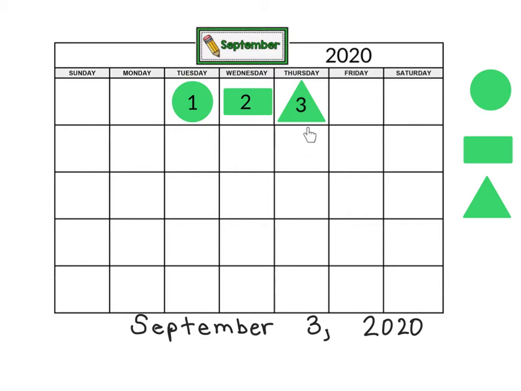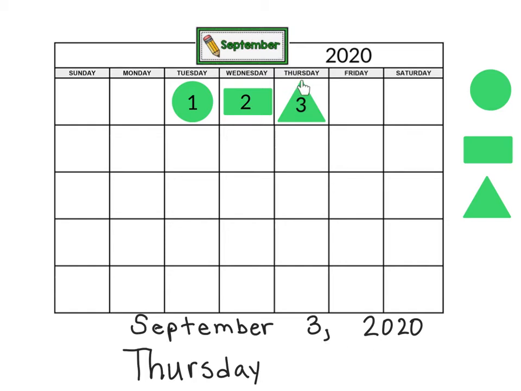All right, to find today's day of the week, we're going to go to today's date tag and go straight up. What's today's day of the week? It's Thursday. Good. So I need another capital letter because it's the name of the day of the week. So capital T-H-U-R-S-D-A-Y. So today is Thursday, September 3rd, 2020.